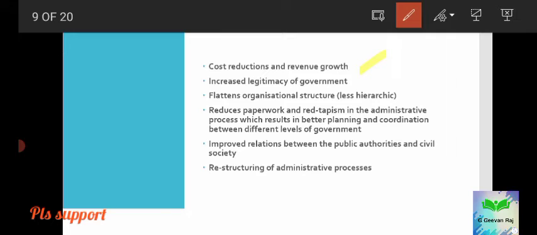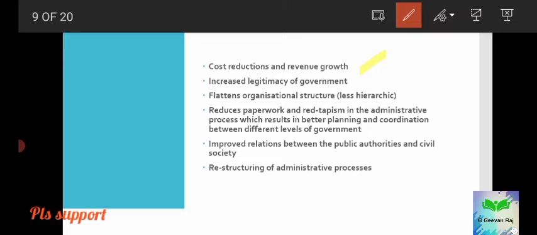Increased legitimacy of the government. So, e-governance will also improve the legitimacy of the government and also improve the accountability and the answerability of the government. Another major benefit is that it flattens organizational structure. So when it comes to governance, there is a certain organizational hierarchy in the services. But by adopting e-governance, we will be able to flatten or weaken this organizational structure, and it will be a good step in achieving our goal of good governance.